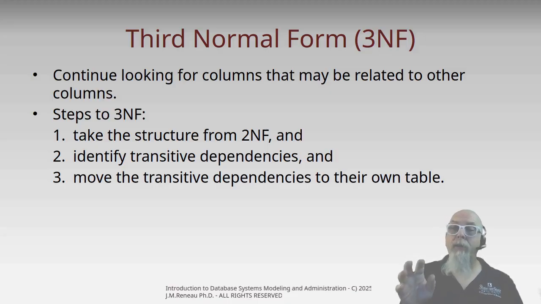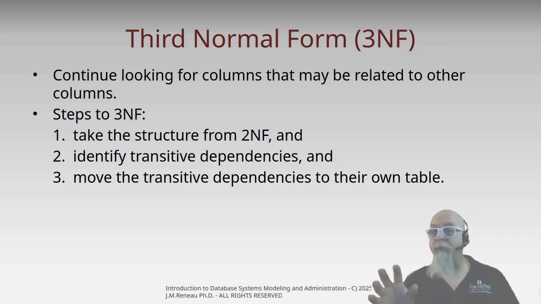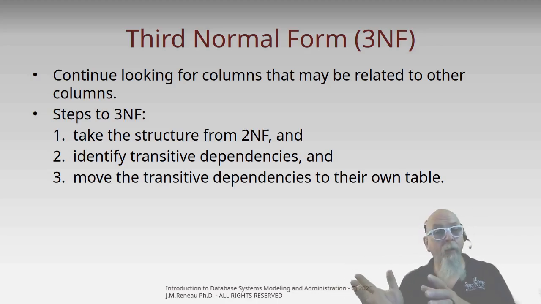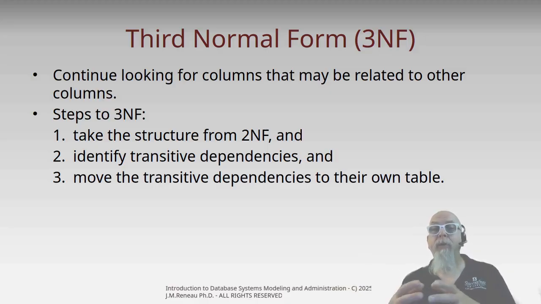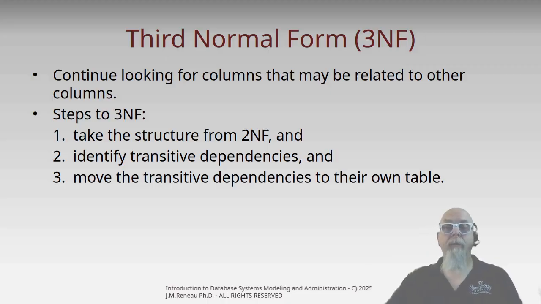So to go into third normal form, we have to take the structure from second normal, because if we've not gotten rid of our partial dependencies, we'll never move into third normal. Identify all of our transitive dependencies, and then move those transitive dependencies into their own tables using a foreign key primary key relationship to that new table, to eliminate the columns in our previous table and to eliminate all of the repeating rows.